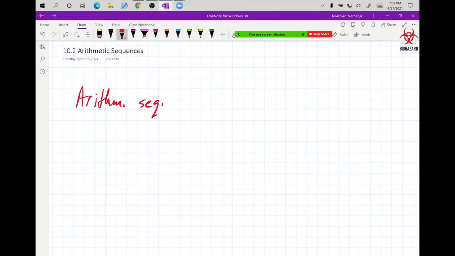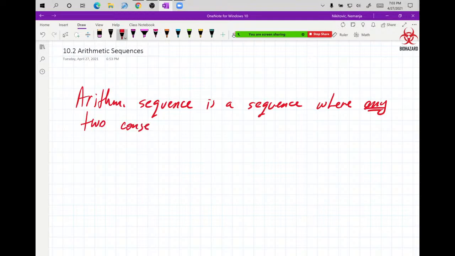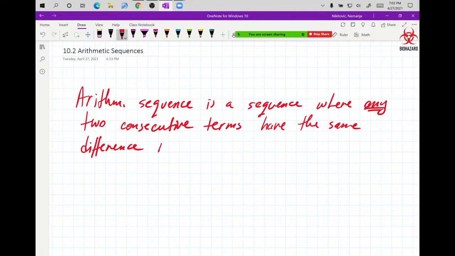An arithmetic sequence is a sequence where any two consecutive terms have the same difference, known as the common difference.